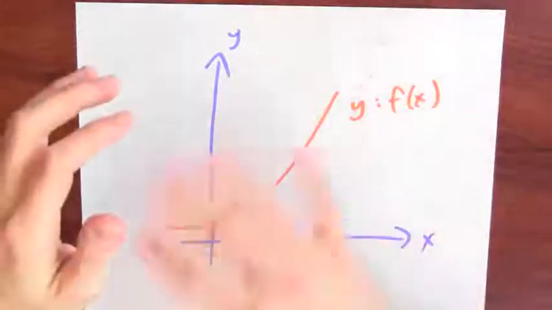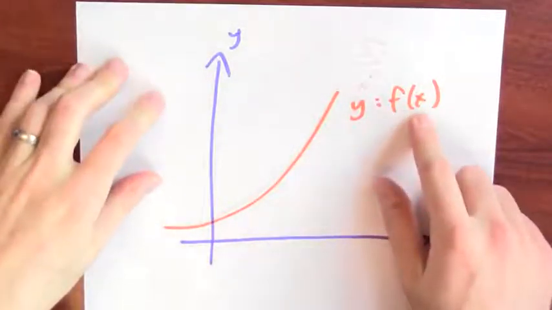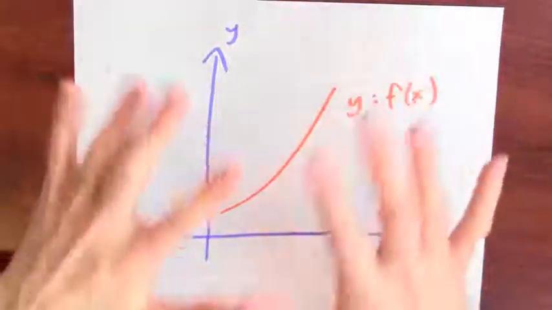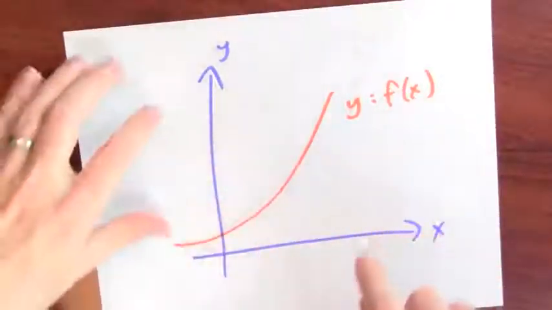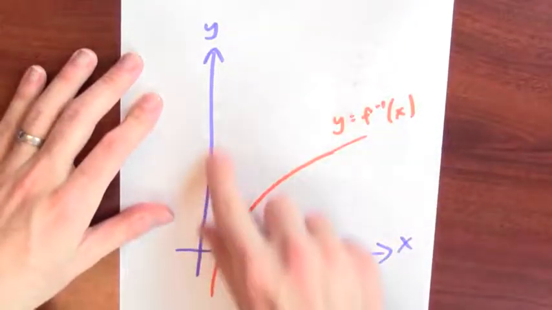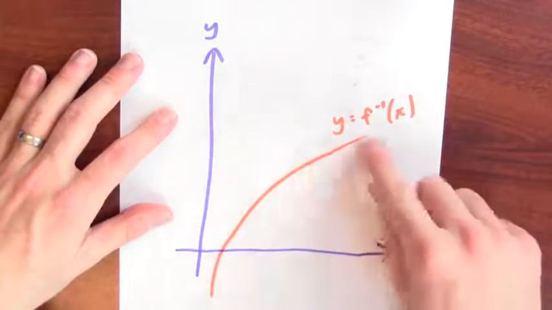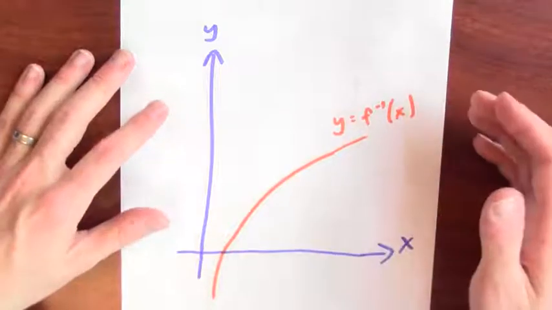One way to think about this is geometrically. Here I've drawn the graph of just some made-up function, y equals f of x. What does the graph of the inverse function look like? Well, the inverse function exchanges the roles of the x and y axes, which is the same as just flipping it over. What was the y-axis is now the x-axis, what was the x-axis is now the y-axis, and this graph here is y equals f inverse of x. This is now the graph of the inverse function.